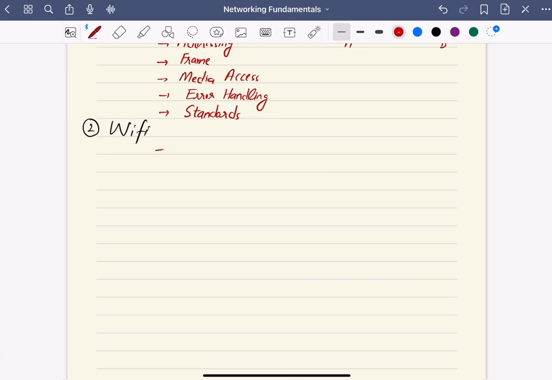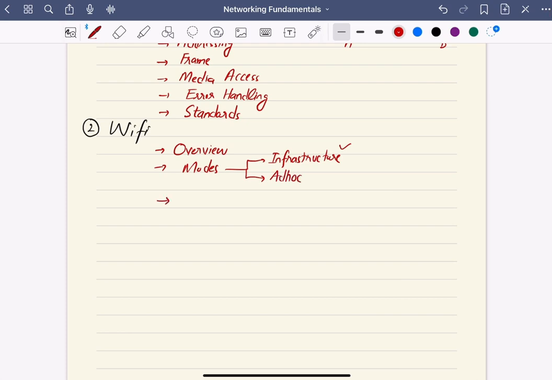We will discuss the overview. I'll give you a quick overview of Wi-Fi. We will discuss the modes of operation. There are mainly two modes of operation in Wi-Fi. One is called infrastructure, where we have a central device. We will discuss that in detail. The one which we use at home is the infrastructure mode. Second is the ad hoc mode. We will discuss that in detail as well.